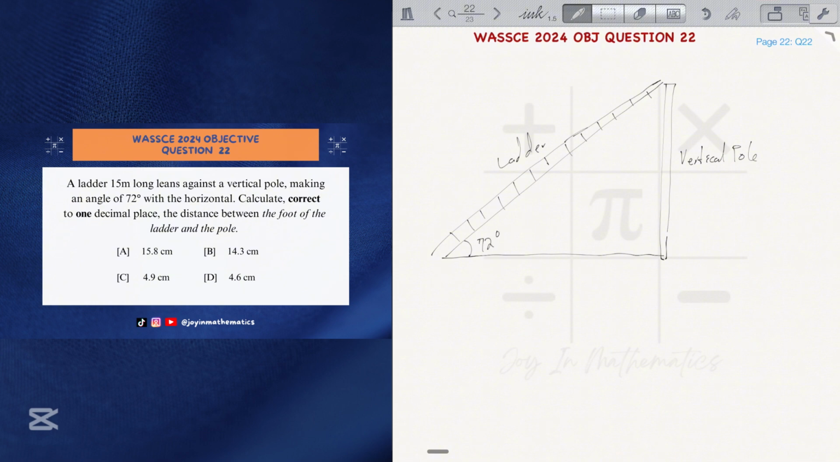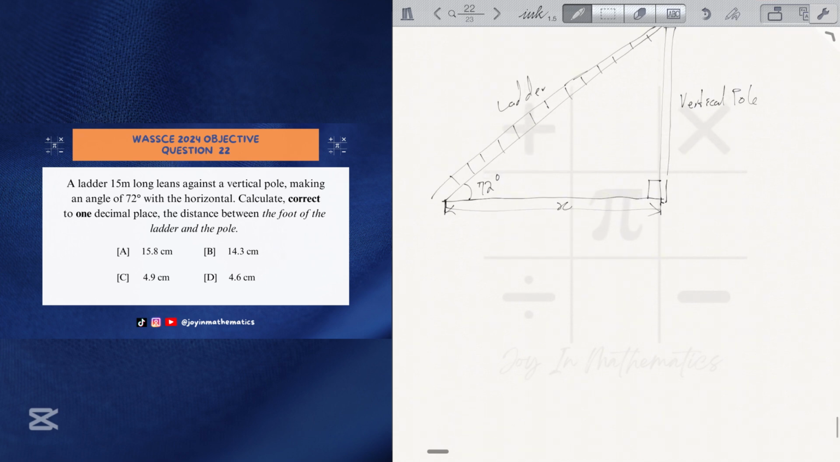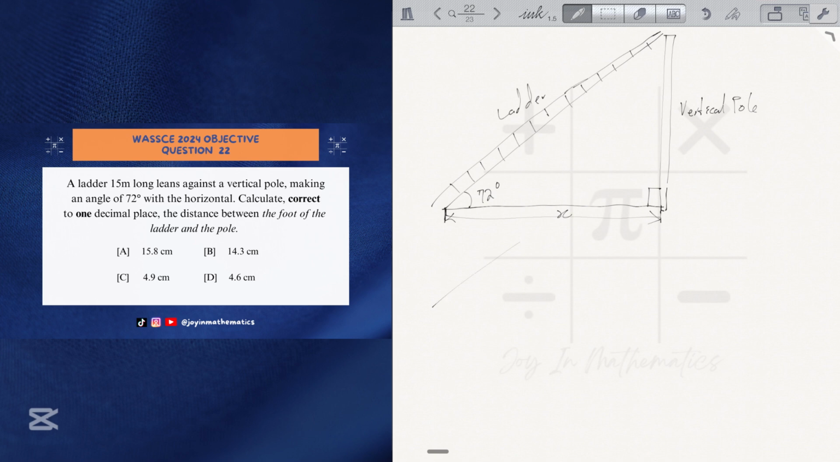We are asked to calculate to one decimal place the distance between the foot of the ladder and the pole. So we are looking for the distance between here and here. Let's call this x. This question is very simple, and we are going to treat it as a right angle triangle. So let's simplify it further and make the triangle more simplified. So we have a right angle triangle with the adjacent being x, and this is 72 degrees.